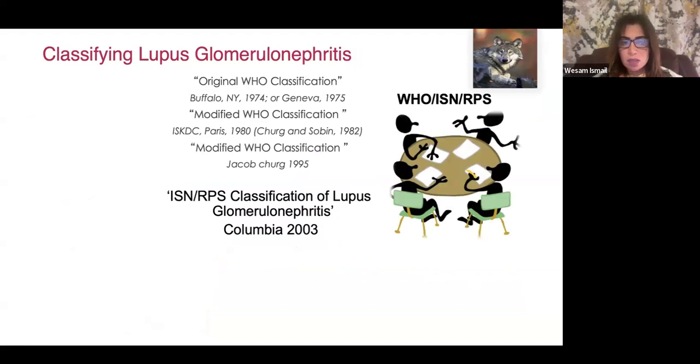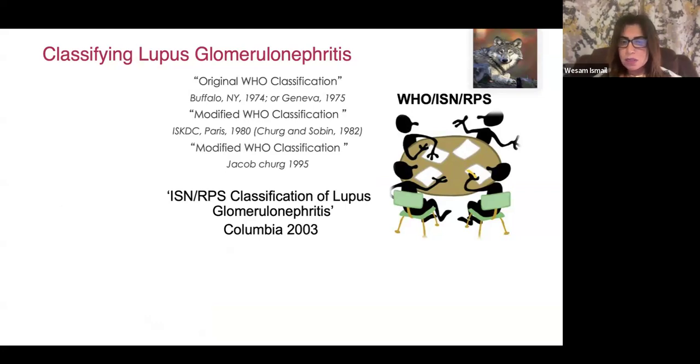And what's unique about the classification of lupus glomerulonephritis is that it's one of the rare diseases that have been classified by so many organizations. So we have the original WHO classification 1974, modified in 75, modified again in 1980, then again in 1982, and then another modification in 1995, till then when there was another effort by the International Society of Nephrology and the Renal Pathology Society to have a classification of lupus glomerulonephritis, which was in Colombia 2003.